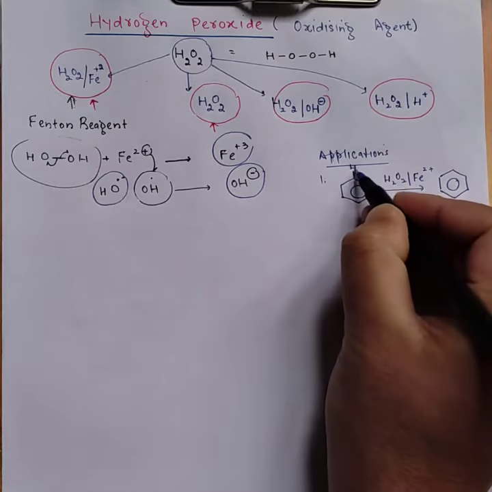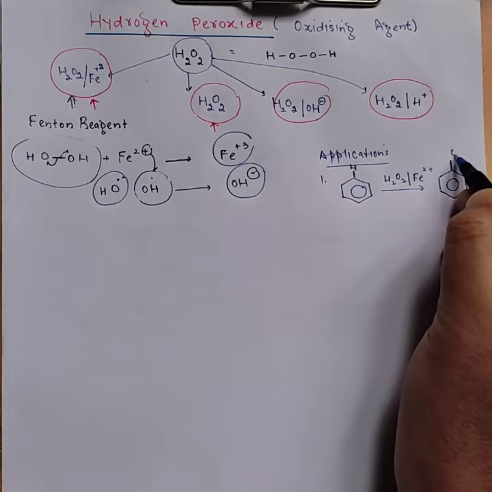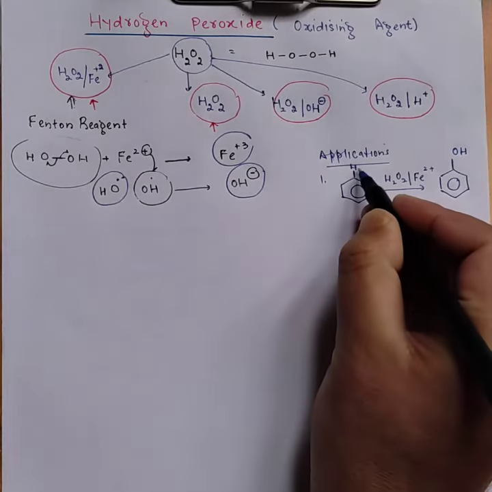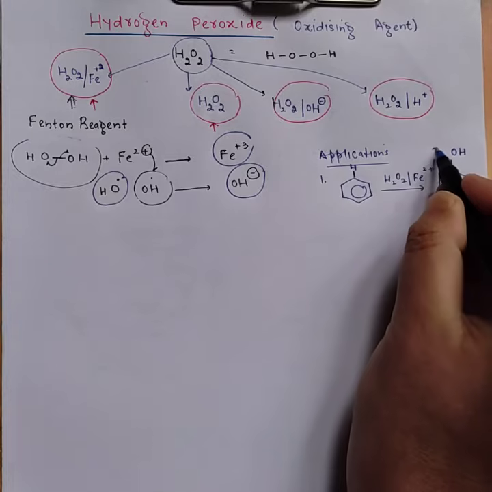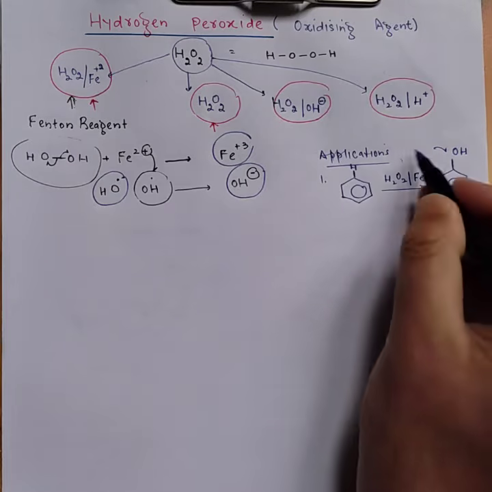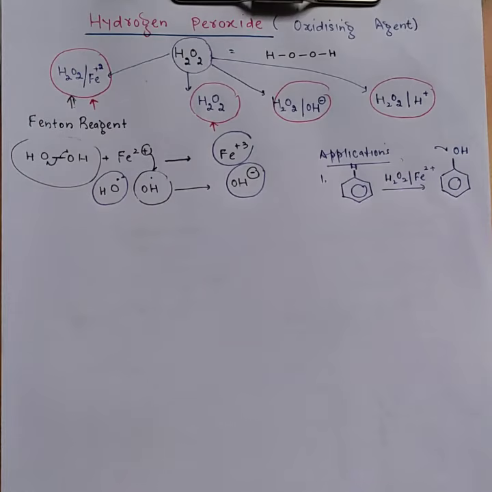C6H6. So what we are doing, it's actually getting converted to OH here. That means we are inserting oxygen here. So that is your oxidation. That is due to this peroxide. This is called the first property of the Fenton reagent as an oxidizing agent. It converts benzene into phenol.